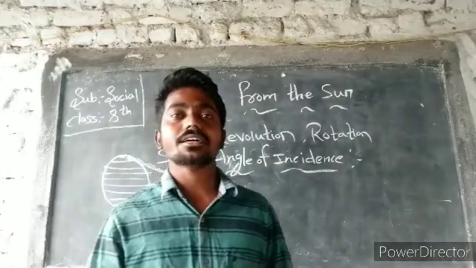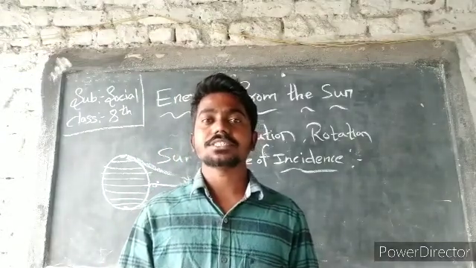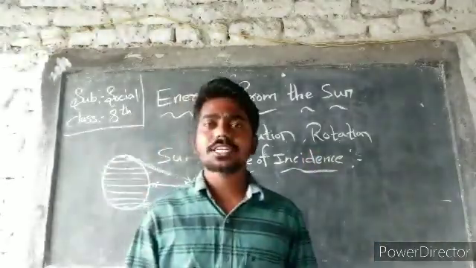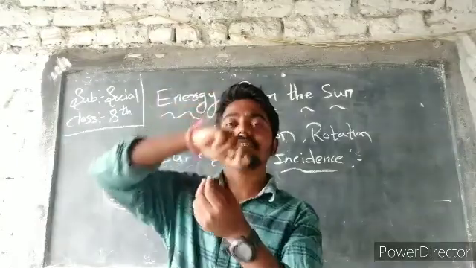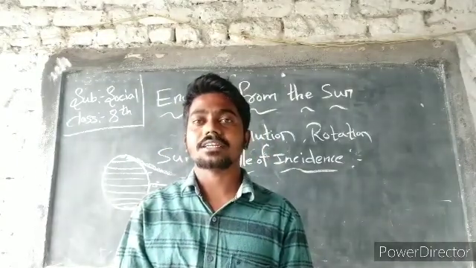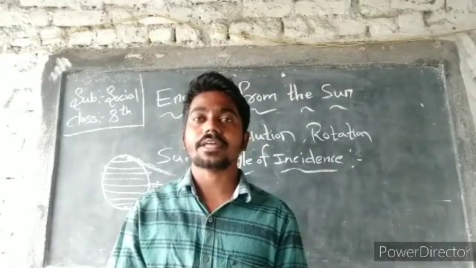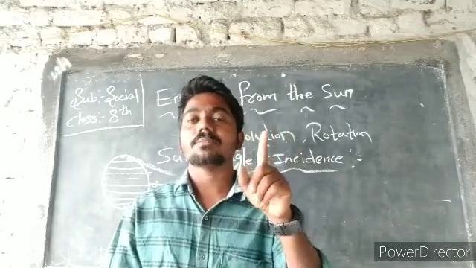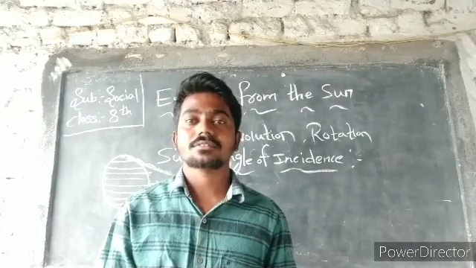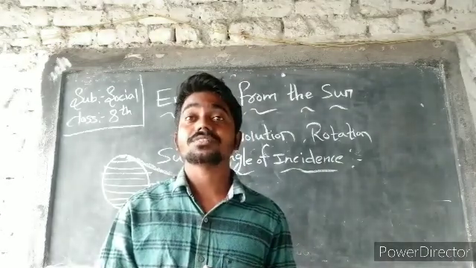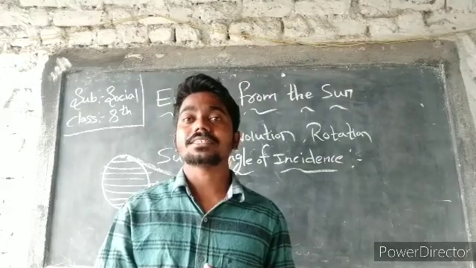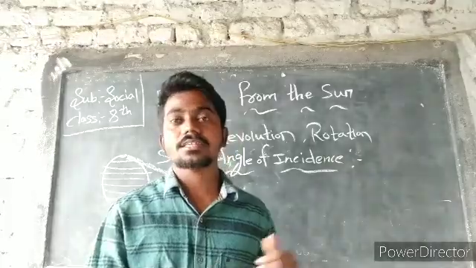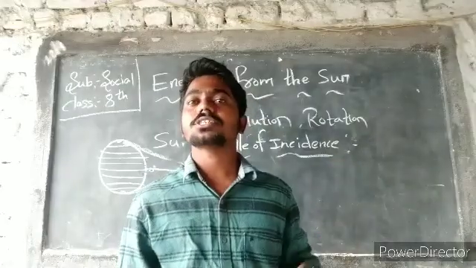Actually, it is not 24 hours, it is 23 hours, 56 minutes, 4.09 seconds. Okay. And what is revolution? When the earth goes around the sun, it is called revolution. It takes 365 and 1/4 days. For every 4 years, 1 day is added, so in the month of February we get one extra day, February 29. That is a revolution. The earth revolution takes place.